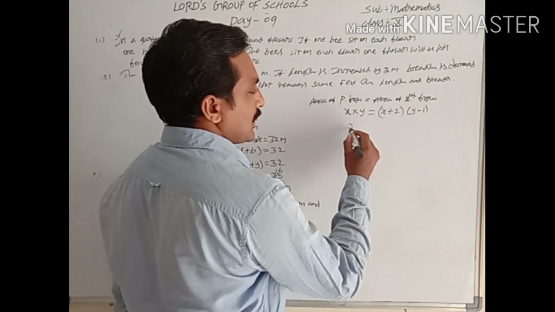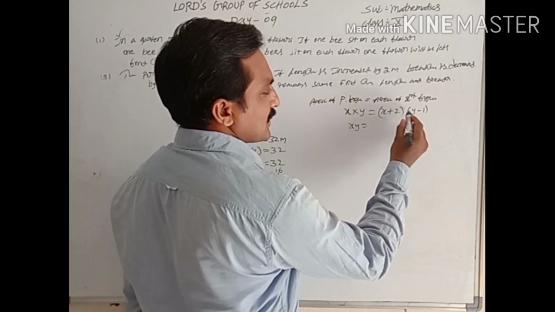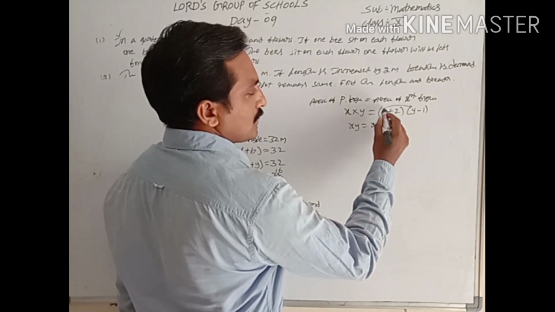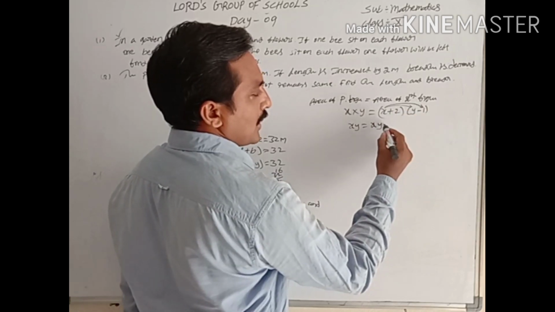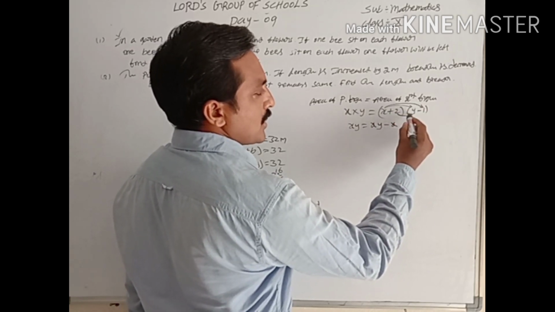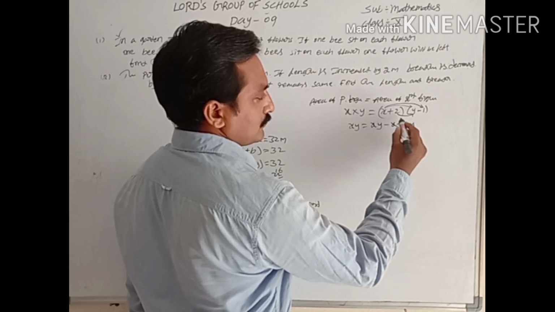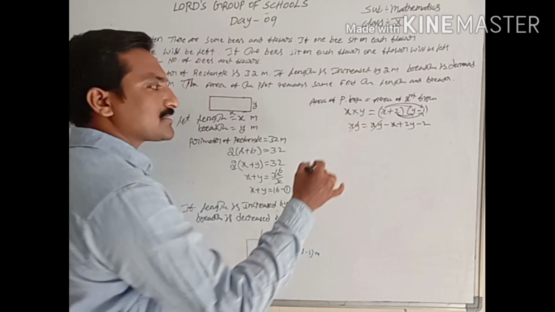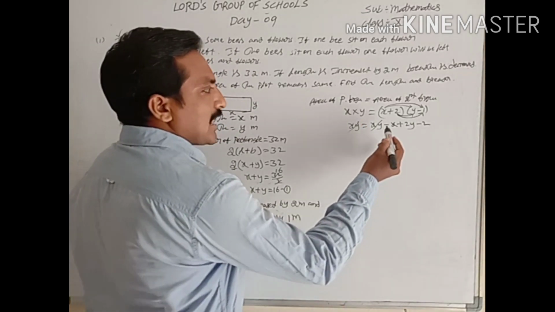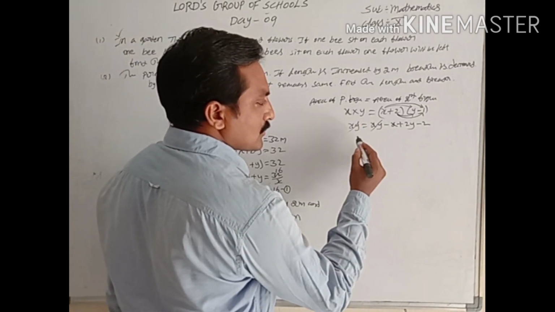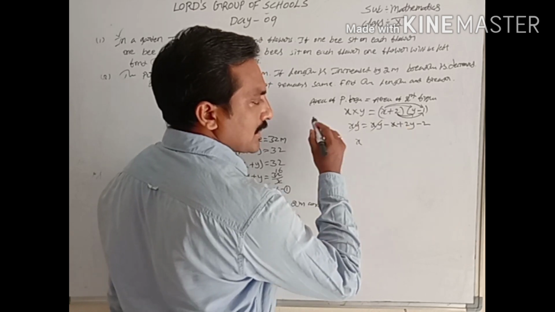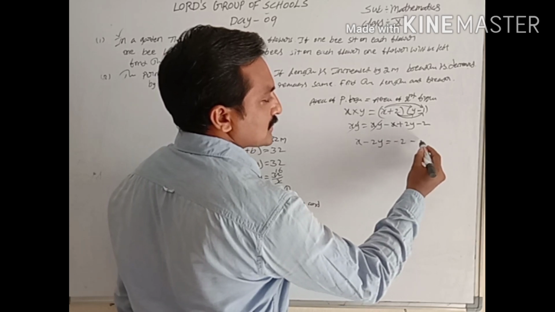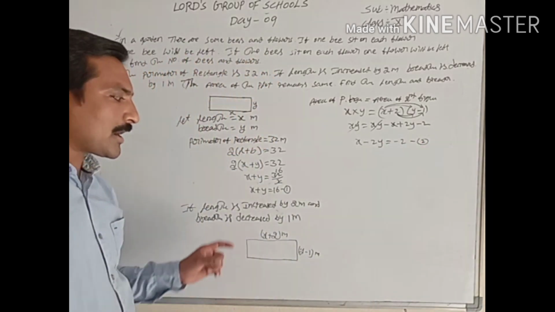Now xy = x times y, which gives xy. The x multiplied with minus 1 gives minus x. The 2 multiplied with y gives plus 2y. The 2 multiplied with minus 1 gives minus 2. Both sides xy will be cancelled. Transferring, plus x goes to this side, and plus 2y transfers as minus 2y, so x - 2y = -2. This is equation 2.